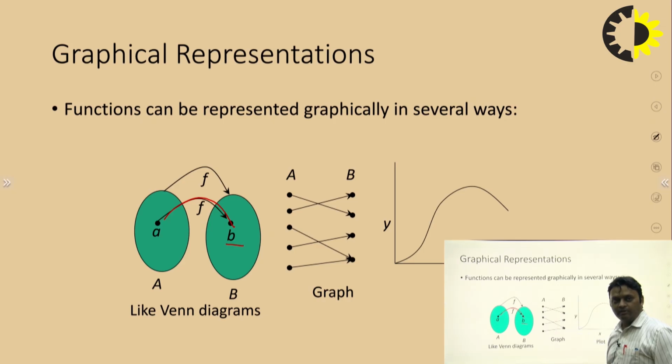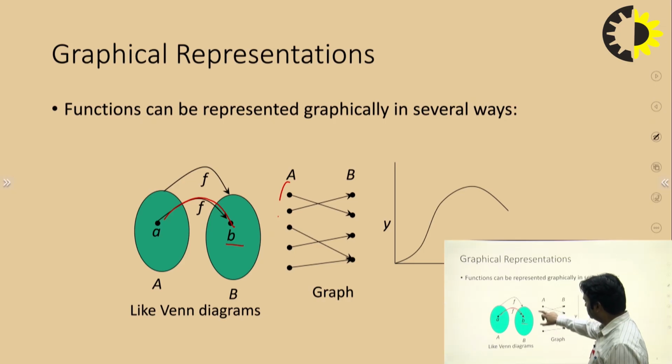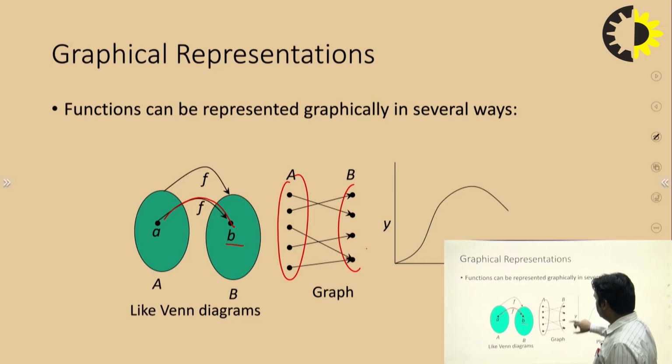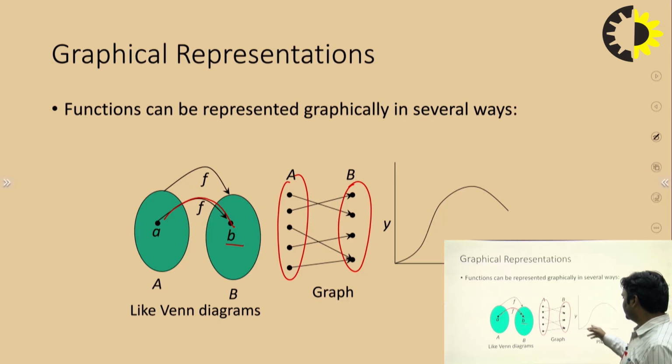And in the graphical method there are two sets A and B, with the elements of A and the elements of B, and we can plot a graph of the two sets on x and y axes. This also represents the function, with the two variables x and y.